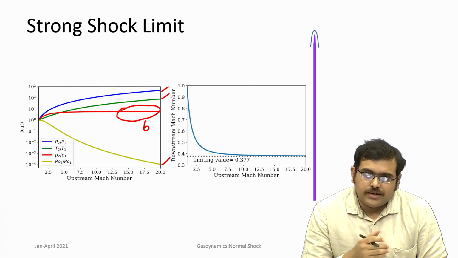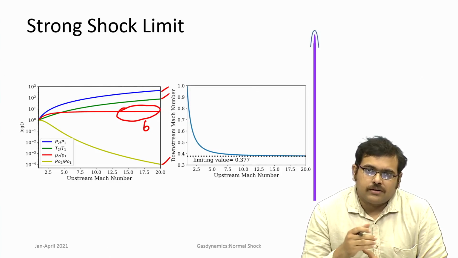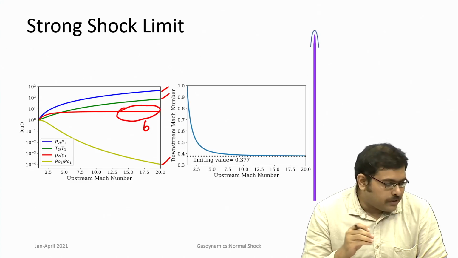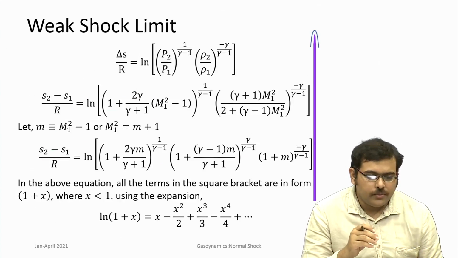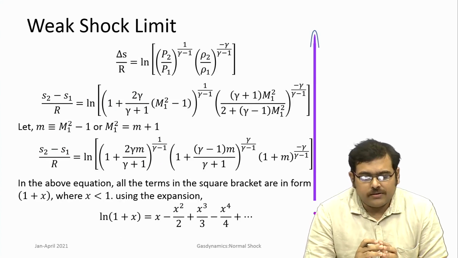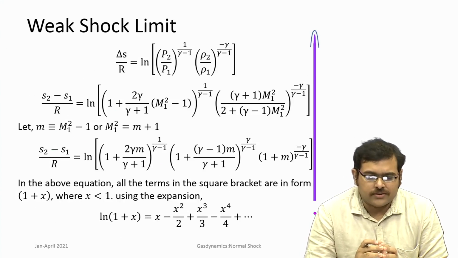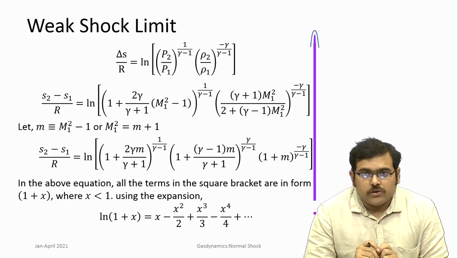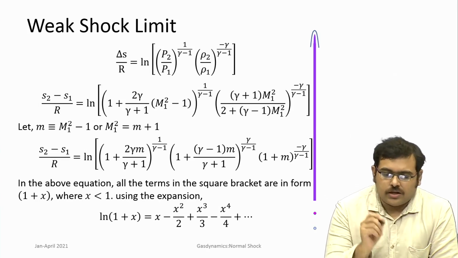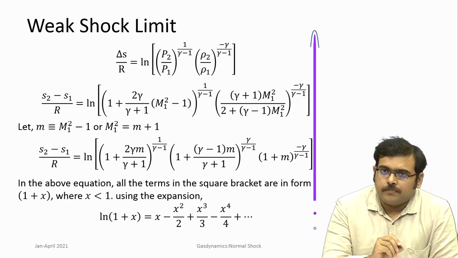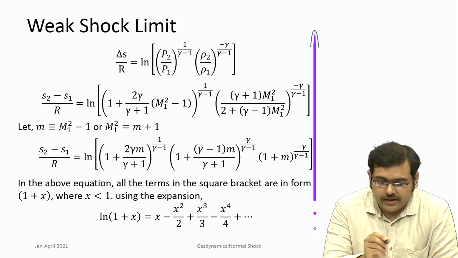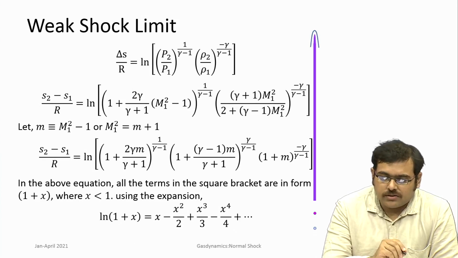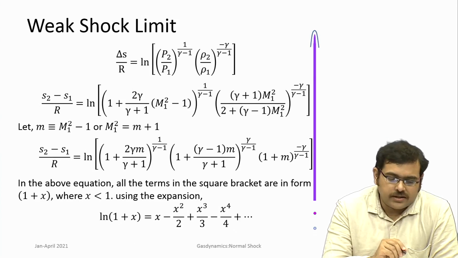So the weakest possible shock is at Mach equal to 1. So in the neighborhood of Mach number equal to 1, we get the limit of very weak shocks. So let us look at the limit of very weak shocks. To look at this limit, let us see what is the entropy change across the shock at very weak conditions.